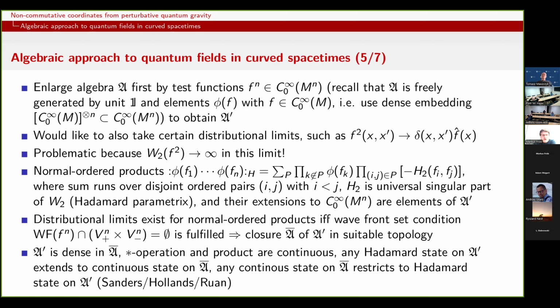And the fact is now one can show that for these normal ordered products, one can take distributional limits, such as the one that I've written above, if the wavefront set of that limit is not contained in the set V plus n cross V minus n. That's not all future pointing or all past pointing. You have said not contained, but the condition written on the slide is being disjoint. Yeah, sorry, that's what I meant. Yes, you're right. Being disjoint.